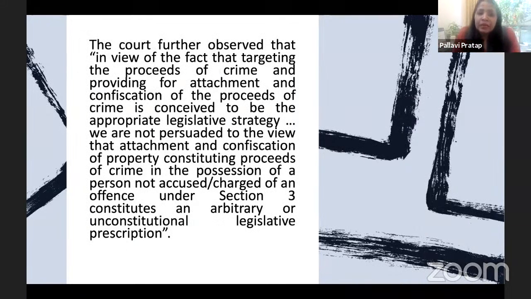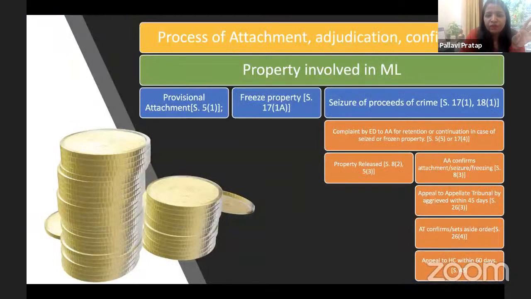It observed that in view of the fact that targeting the proceeds of crime and providing for attachment and confiscation of the proceeds of crime is conceived to be the appropriate legislative strategy. This is the intent of the legislature, as we've seen. We are not persuaded to the view that attachment and confiscation of property constituting proceeds of crime in the possession of a person not accused or charged of an offense under Section 3 constitutes an arbitrary or unconstitutional legislative prescription. So it is very clear, and I think this operative part of the judgment very clearly mandates confiscation as far as a non-offender is concerned.